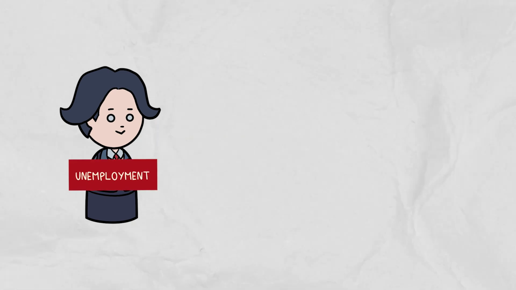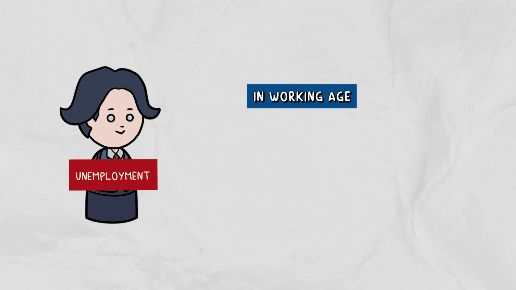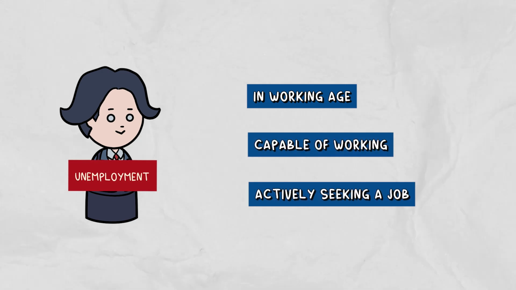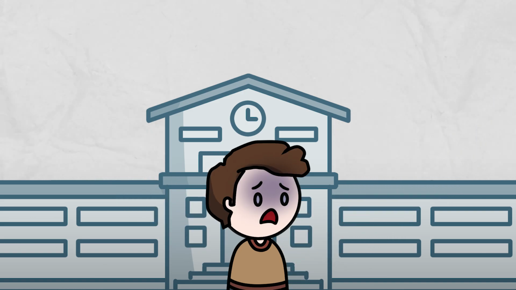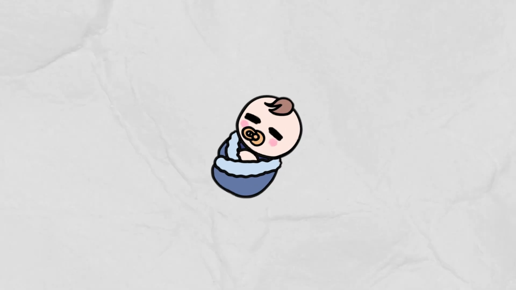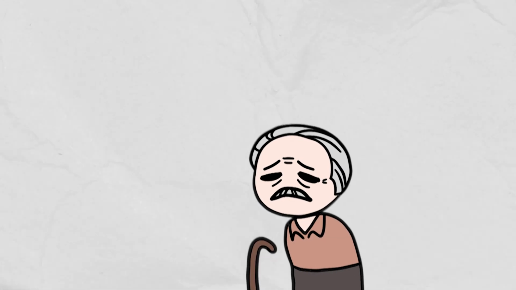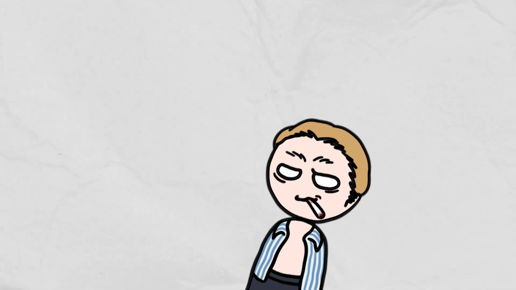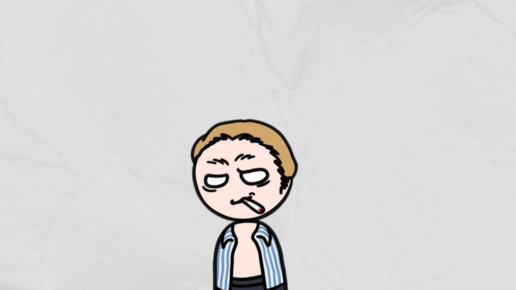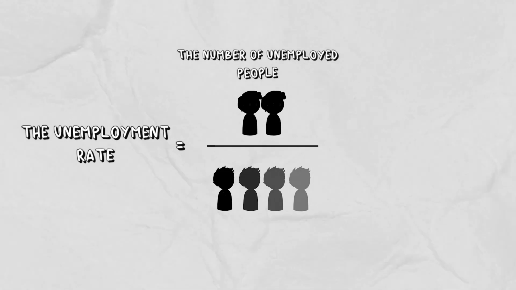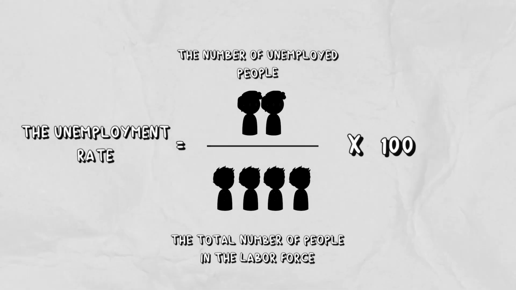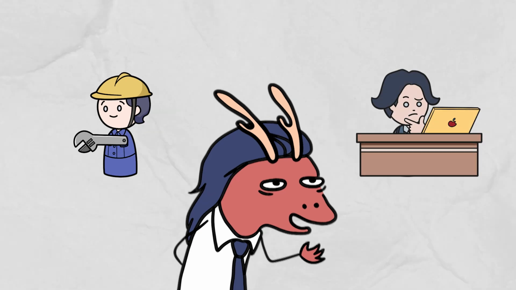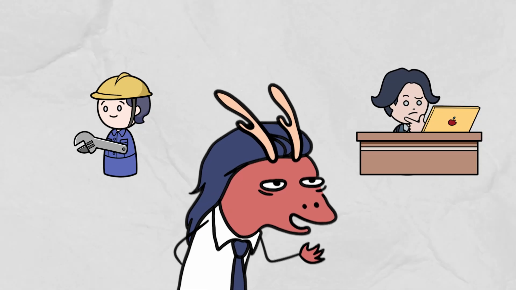A person is considered unemployed if they are of working age, capable of working, and actively seeking a job. We often hear about graduates being unemployed after finishing school or people who lose their jobs, but no one says a newborn is unemployed, or that the elderly who can't work are unemployed, or that someone who refuses to work is considered unemployed. The unemployment rate is calculated by dividing the number of unemployed people by the total number of people in the labor force, and then multiplying by 100. The labor force includes both employed individuals and those actively looking for work.